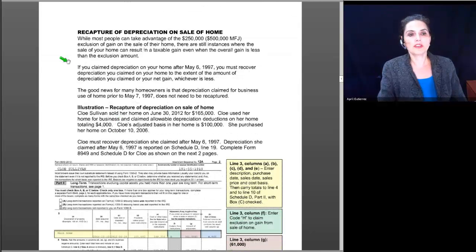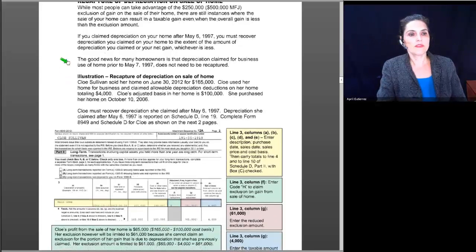If you claim depreciation on your home after May 6, 1997, you must recover depreciation you claimed on your home to the extent of the amount of depreciation you claimed or your net gain, whichever is less. The good news for many homeowners is that depreciation claimed for business use of home prior to May 7, 1997 does not need to be recaptured.